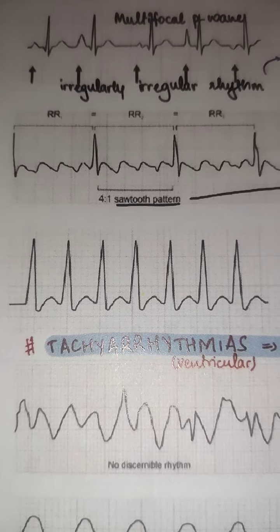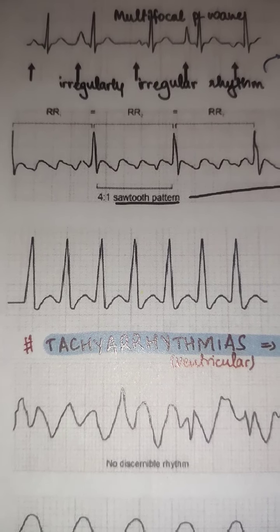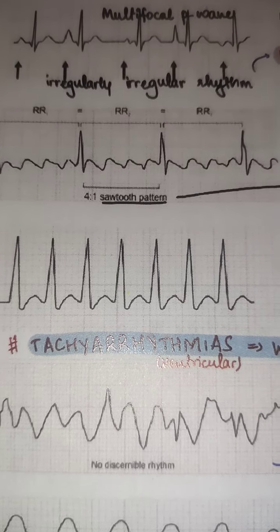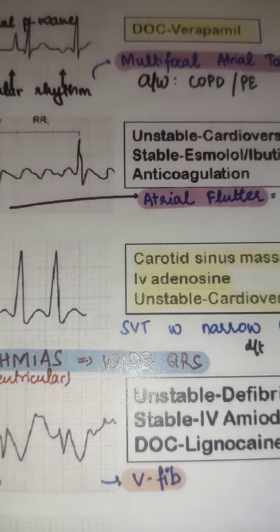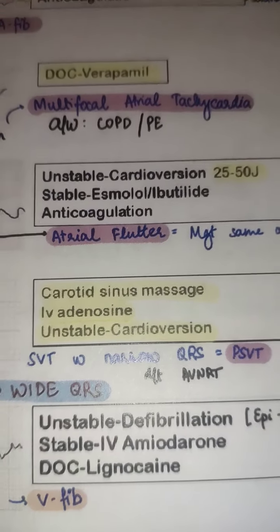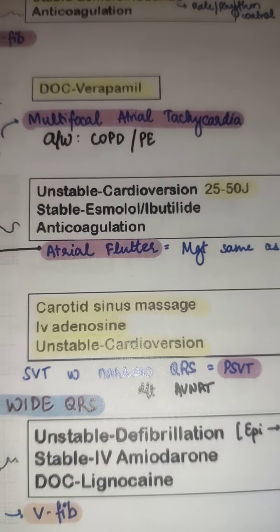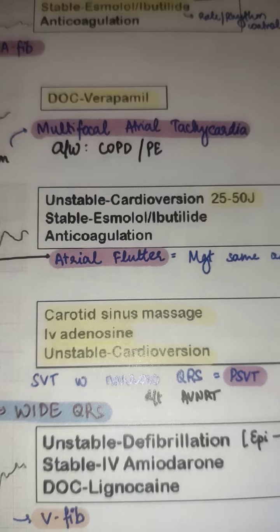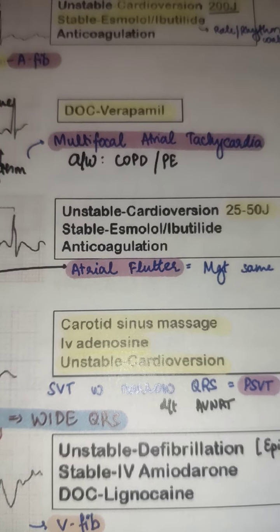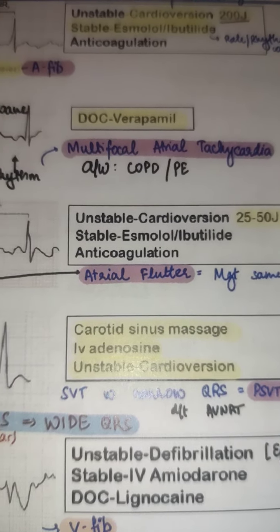Third ECG, where we can see a sawtooth appearance with irregular R waves. It is atrial flutter. Management is the same as atrial fibrillation, and we can give cardioversion with 25 to 50 joules, and the drug of choice is esmolol or ibutilide.